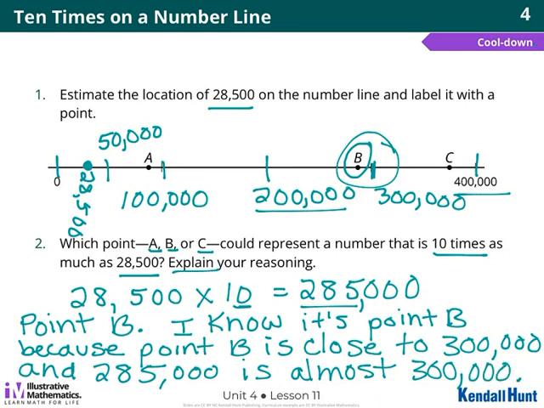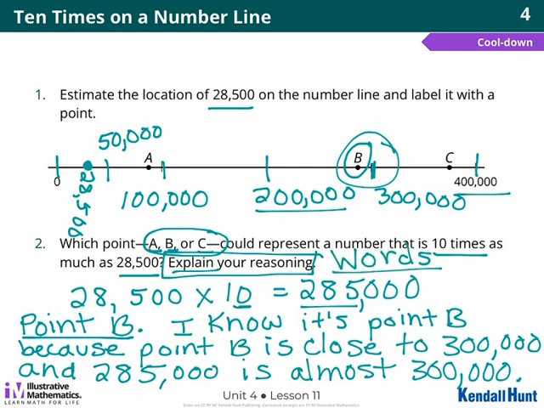So there's a lot involved on question 2. You had to figure out which point, and you had to tell me your answer, and then you had to explain your reasoning. So this question has 2 parts. And when we explain, we have to use words. So I'm looking for sentences. Question number 1, you just had to label that point. And as long as it was close to that spot on the number line, you got a point.